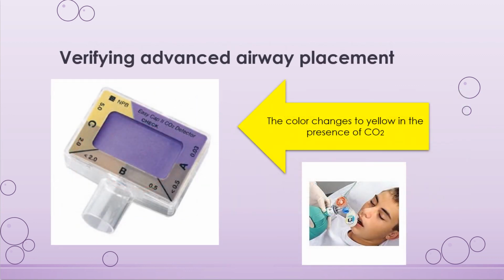We also have something called a CO2 detector that we can stick on the end of the tube. And while we're ventilating, if there's CO2 coming out, it changes the color to yellow. And if there's CO2 coming out, then it's not in the stomach, it's definitely in the lungs. So that's a quick cheat to see that we haven't accidentally intubated their stomach instead of the lungs.